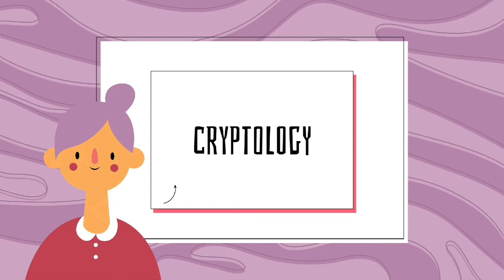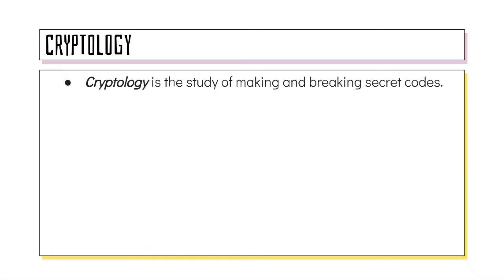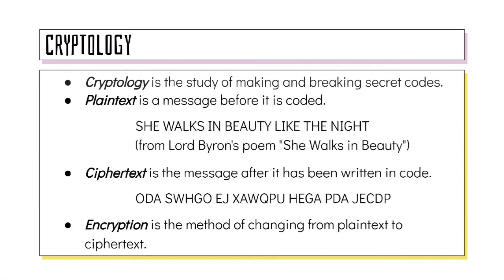Now, let's move on to cryptology. Cryptology is the study of making and breaking codes. Before we discuss how messages are coded, we need to define a few terms. Plain text is a message before it is coded. From this example, this line, She walks in beauty like the night, is from Lord Byron's poem, She Walks in Beauty. So this is an example of plain text.